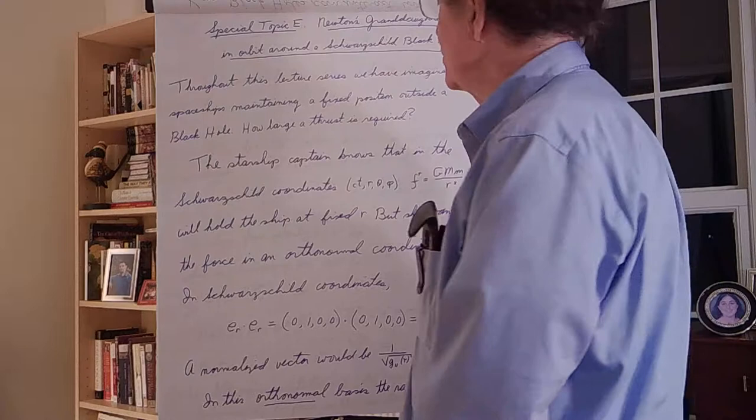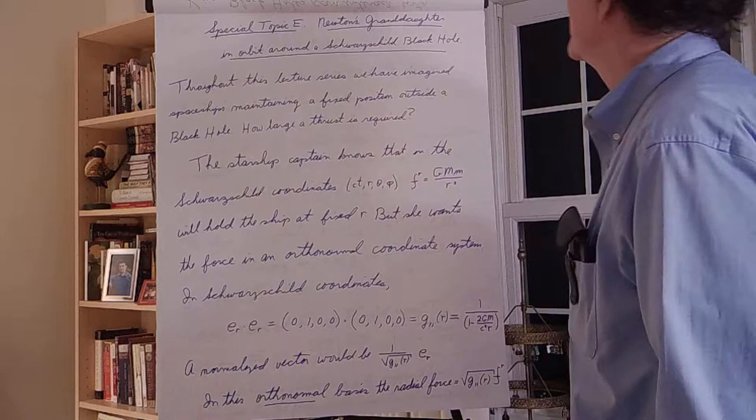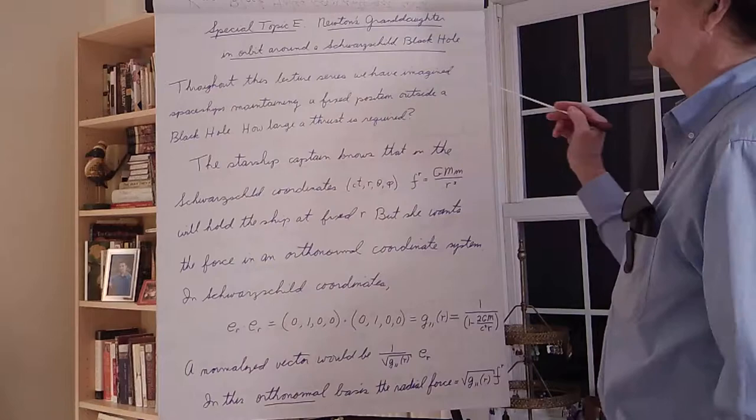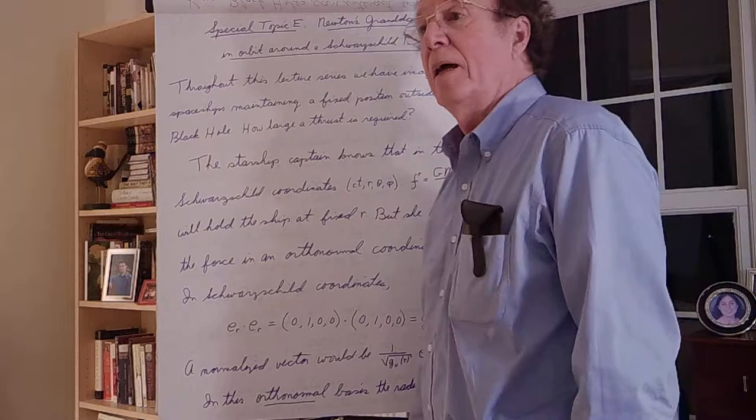We're doing another special topic now. We're going to imagine Newton's granddaughter in orbit around a Schwarzschild black hole. Okay, there were a couple of still puzzles with our old pedantic Schwarzschild black hole that we want to understand. Throughout this lecture series, we've imagined the spaceships maintaining a fixed position outside a black hole. Is that a practical thing to do? Can you really do that? What kind of thrust is required?